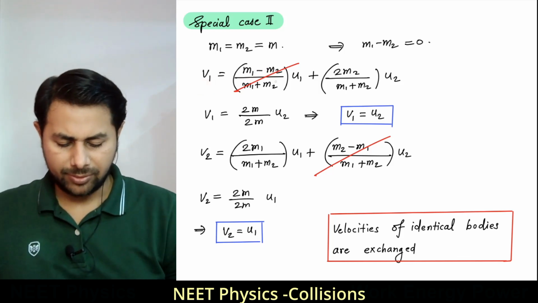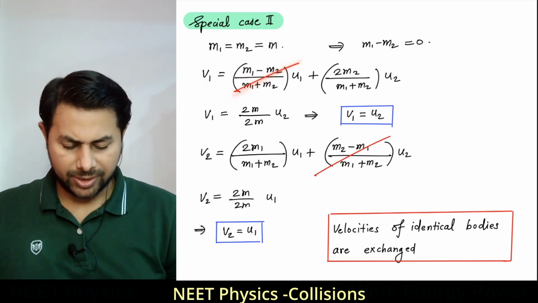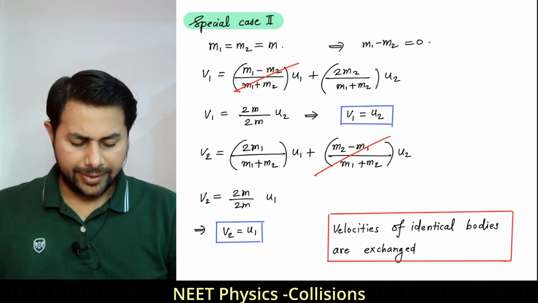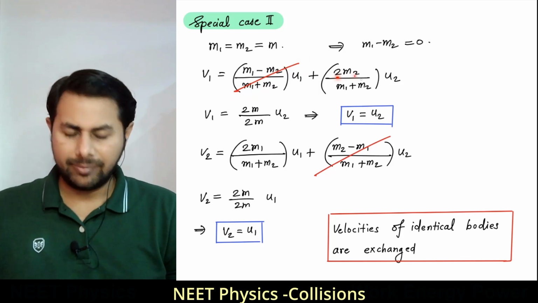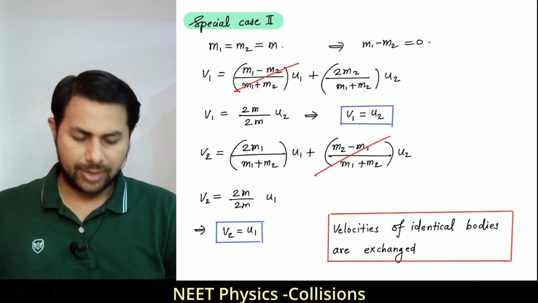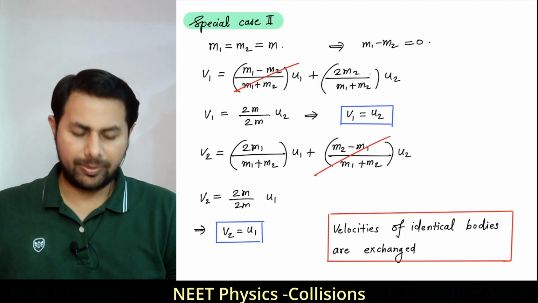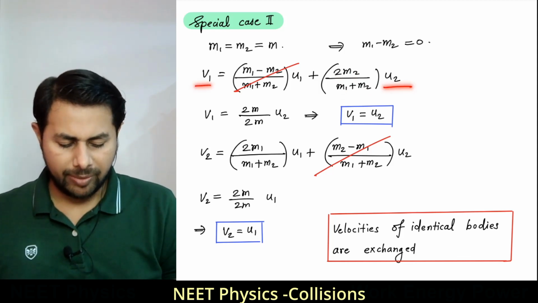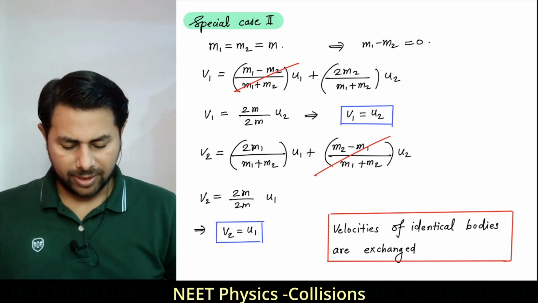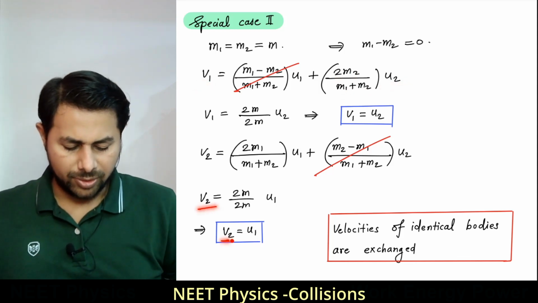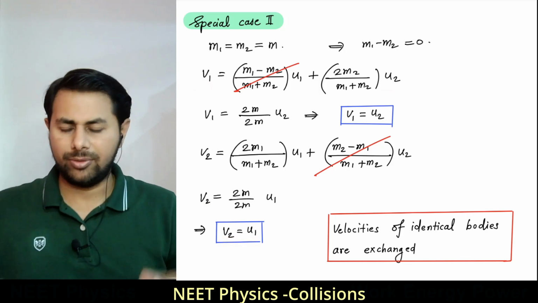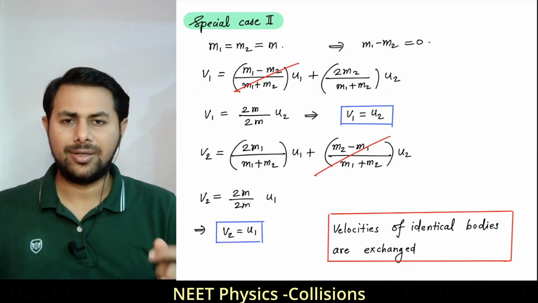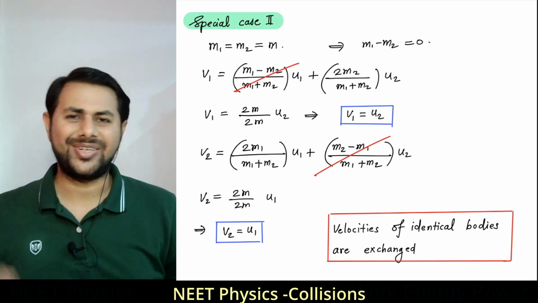Then what will be v1? The first term vanishes because m1 minus m2 is equal to 0, and in the second term you have 2 times m divided by m1 plus m2, which is also 2 times m, so that gets cancelled out. You have 1 times u2, so v1 becomes u2, and similarly v2 will become u1. So what happens if two bodies having the same mass collide with each other elastically? This term is important, elastically.